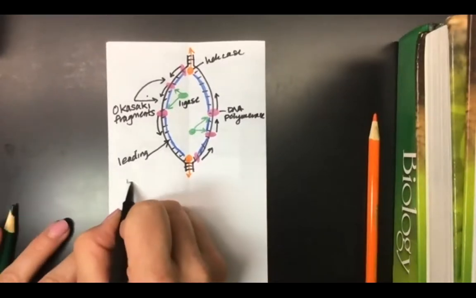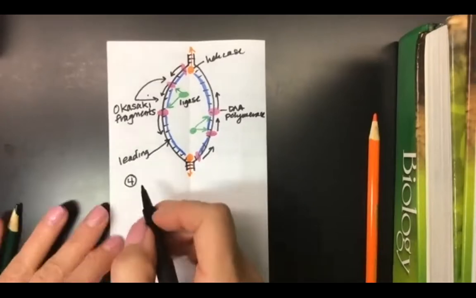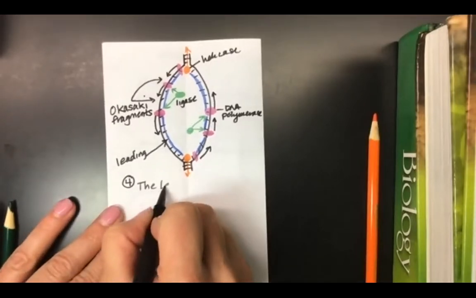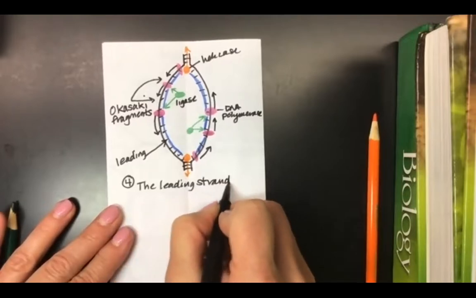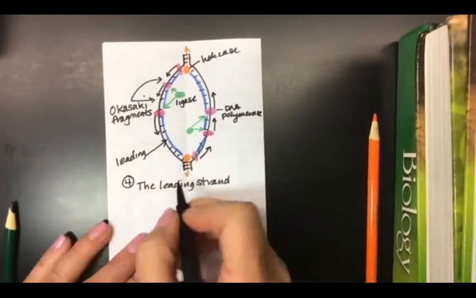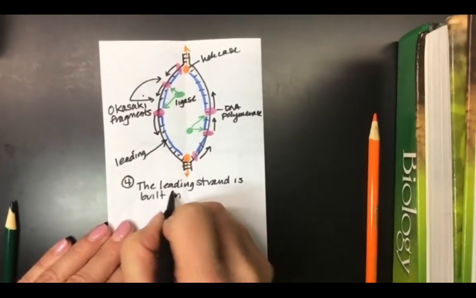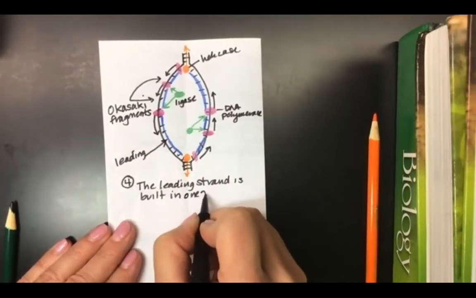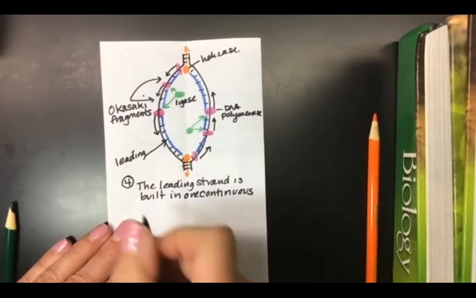All right, so this is actually step number 4. And everything that I just explained to you, we're going to put in 2 sentences, right? They're 2 very loaded sentences. The first one is the leading strand, right? We know what that is. That's this big piece, is built in one continuous piece.